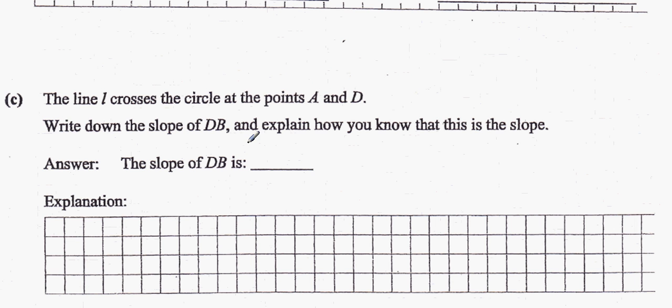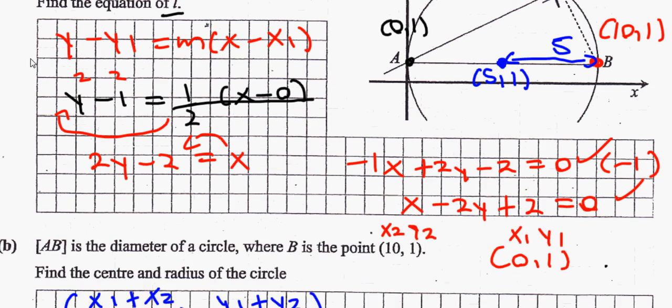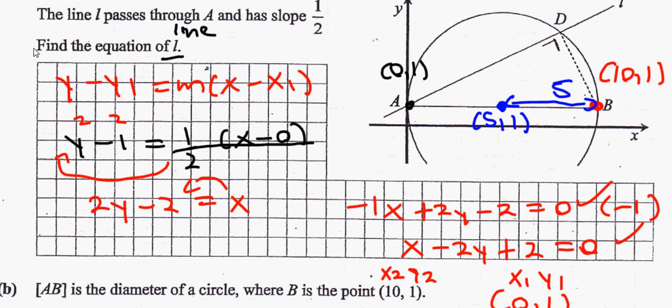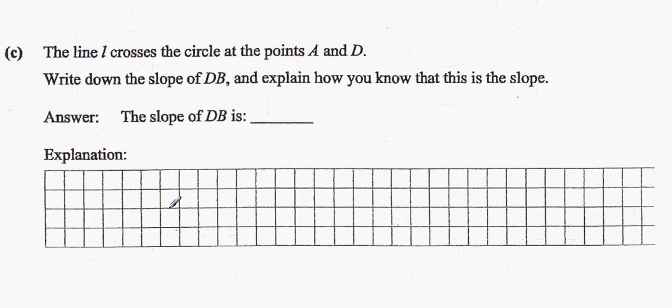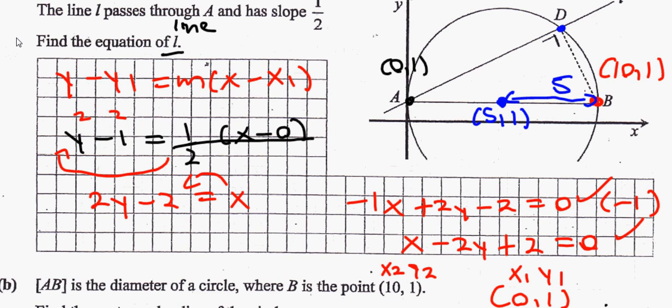The line L crosses the circle at points A and D. Write down the slope of DB and explain how you know this is the slope. Okay. Now, for the slope, we could use the slope formula. Okay, so 10, 1, what do you want? DB. Okay. So we know that DB is perpendicular to AD. Okay, so DB is perpendicular to AD. Okay.